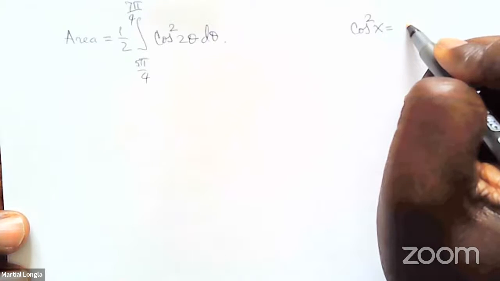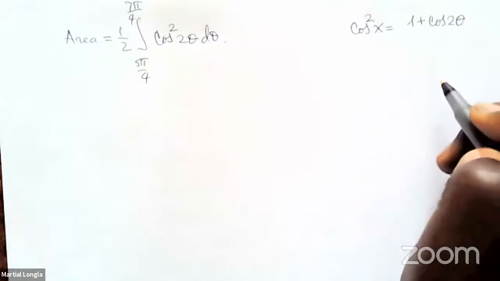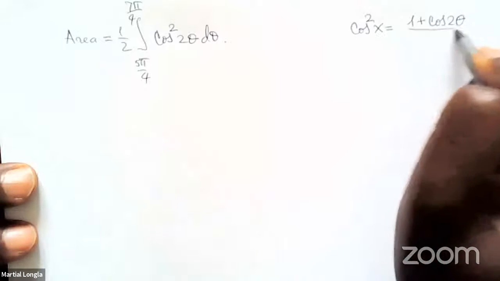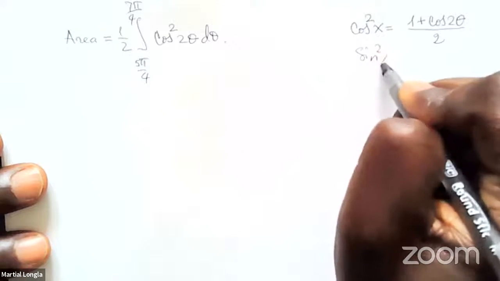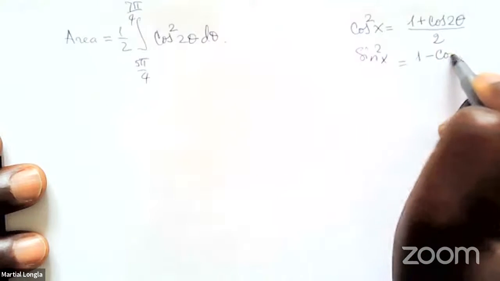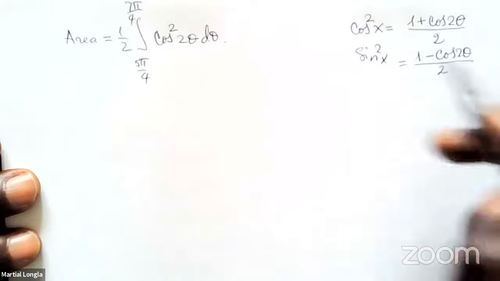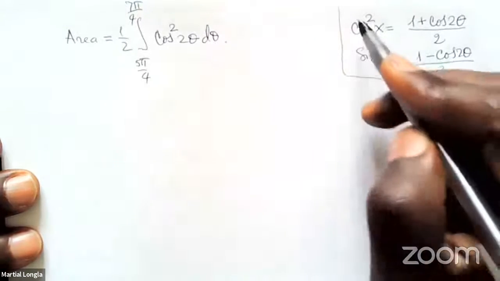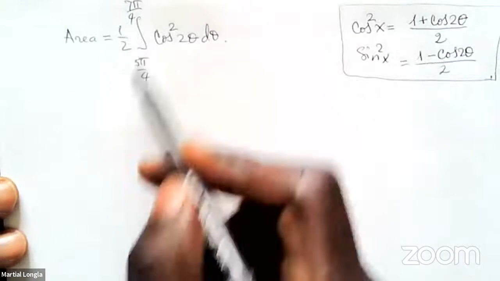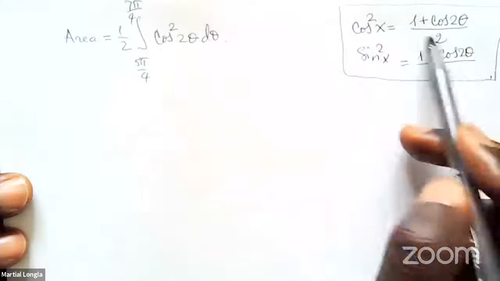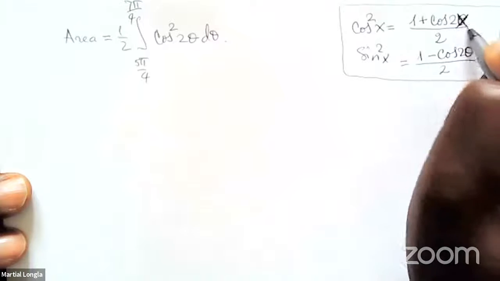What? How do we get cosine squared? 1 plus cosine 2 theta over 2. And sine squared x is 1 minus cosine 2 theta over 2. So you can use these formulas in these problems when you encounter issues like this. Otherwise, there's no other way you can integrate this. So here, it's cosine squared, so we are going to use this one. This is 2x, okay, if I'm using x.